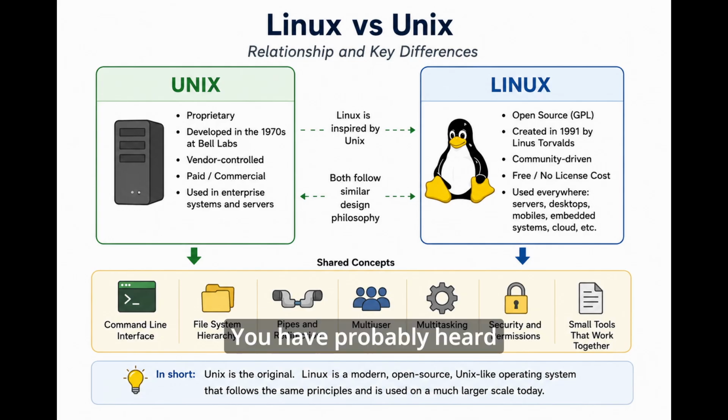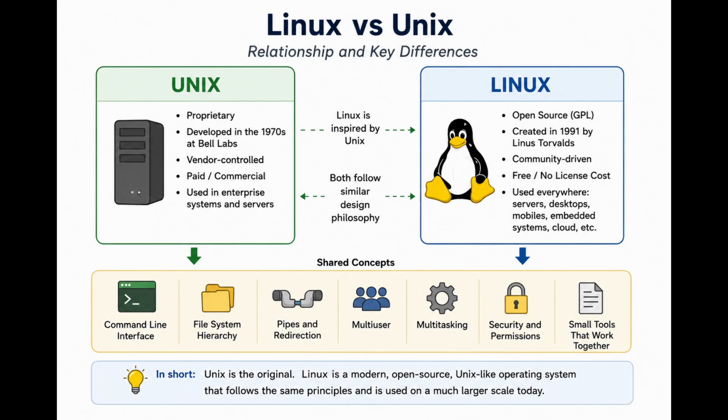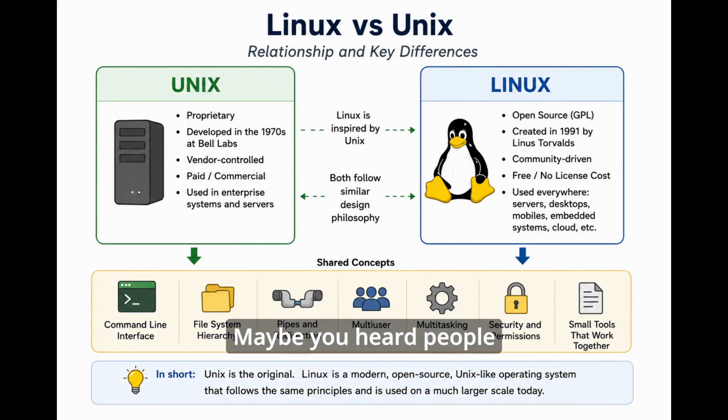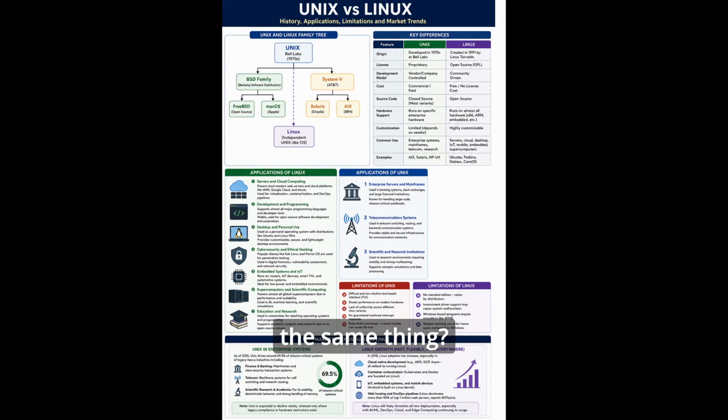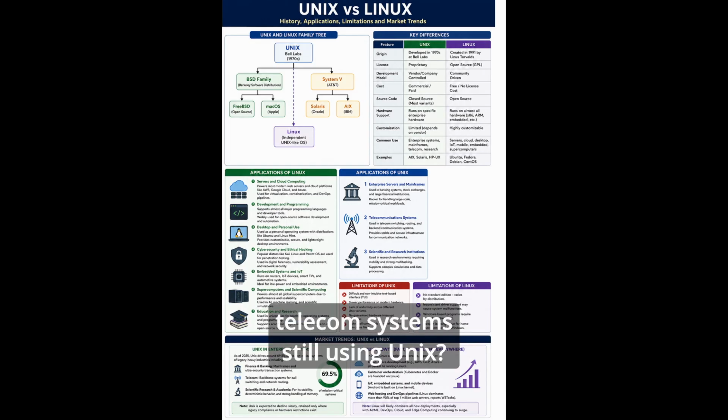You have probably heard these two names many times. Maybe you heard that Linux is based on Unix. Maybe you heard that Mac OS is Unix. Maybe you heard people say Linux is Unix-like. But what does all of that actually mean? Are Linux and Unix the same thing? Are they compatible? Why did Linux become so popular? Why are some banks and telecom systems still using Unix?